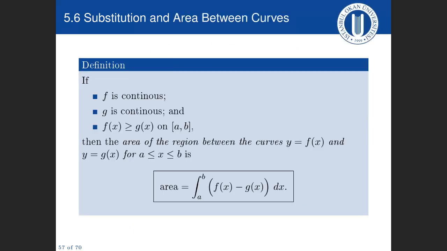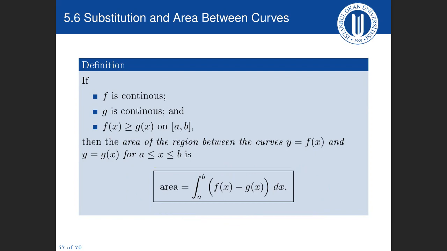We have a definition. I'll come back to the details first. Look at the formula at the bottom. The area shaded in between the blue curve and the red curve is just the integral from a to b, f of x minus g of x dx. f of x is the bigger function, g of x is the smaller function.